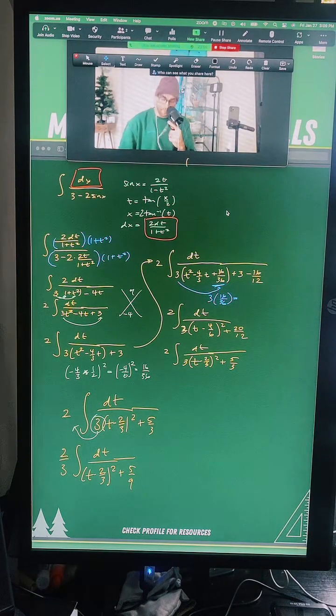Got to be very careful here. Okay, so if we're doing arctangent, our u is technically t minus 2/3. Our a value is root 5 over 3 because we got to take the square root of that value.